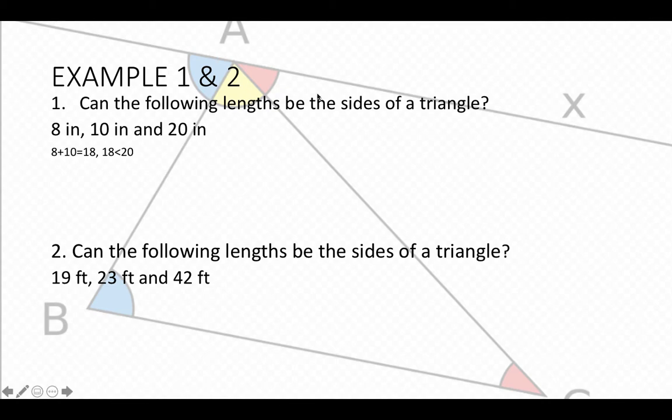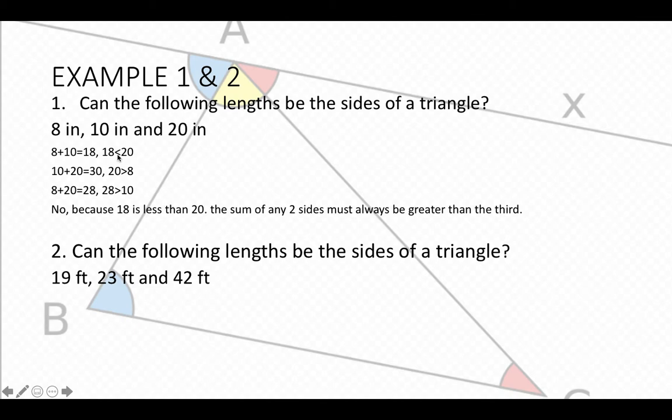Let's start with 8 and 10. 8 plus 10 is 18. 18 is less than 20. 10 plus 20 is equal to 30. 30 is greater than 8. And then 8 plus 20 is 28. 28 is greater than 10. So do we have a triangle here? The answer would be no, because 18 is less than 20. The sum of any 2 sides must always be greater than the third. So example 1, no, we do not have a triangle.